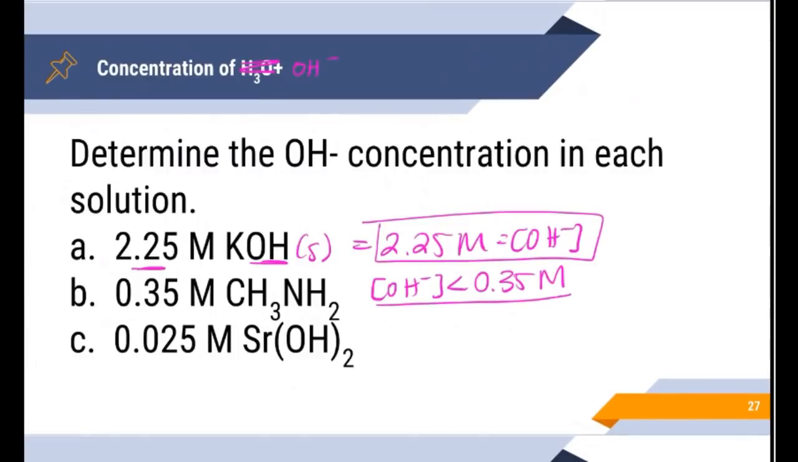Then this one is a strong base, but look, there are 2 hydroxides for each one of these. So I have to multiply this by 2 because of that mole ratio. And so my hydroxide concentration is going to be equal to 0.050 molar.